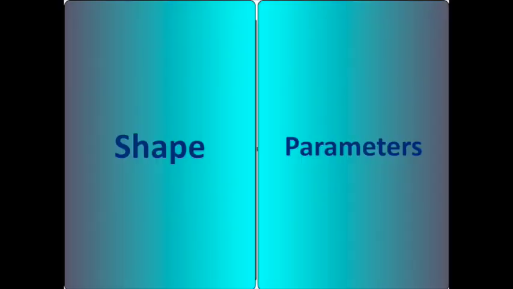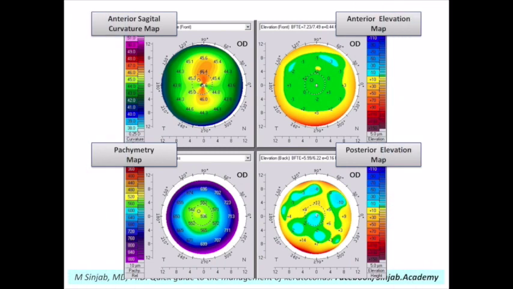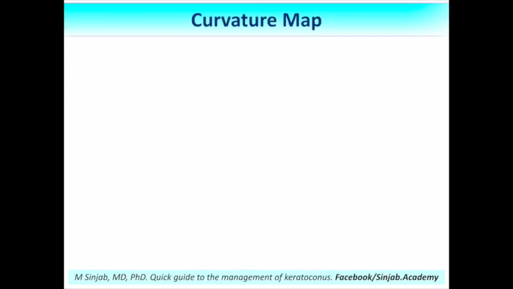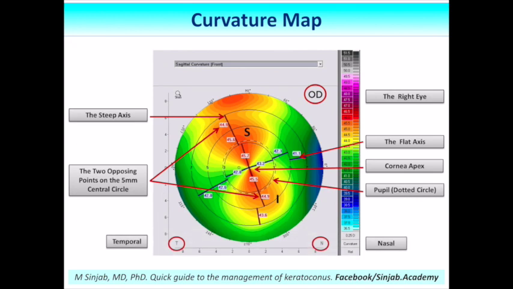We have to look at shape and parameters. We have main maps: the anterior sagittal curvature map, the anterior elevation map, the posterior elevation map, and the pachymetry map. Starting with the curvature map. On the curvature map, the normal pattern is the symmetric bow tie, where we have inferior segment and superior segment. They should be symmetrical and aligned.